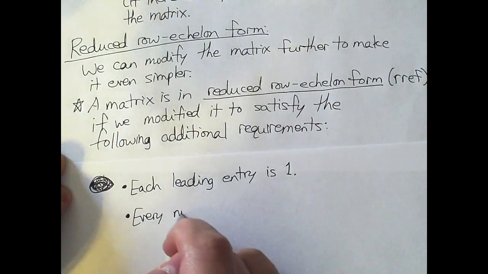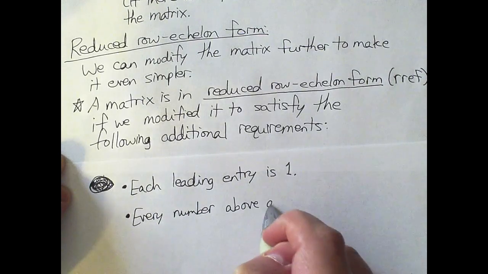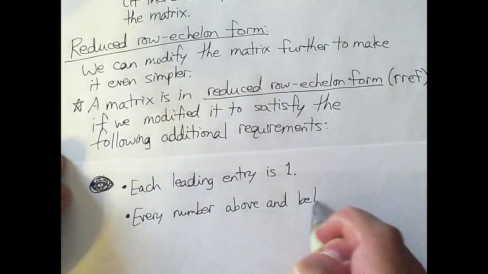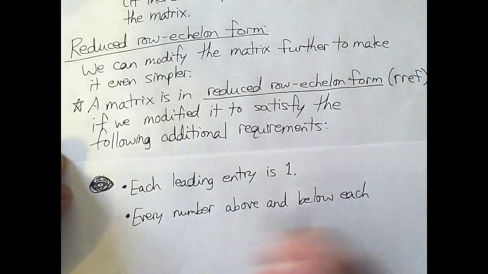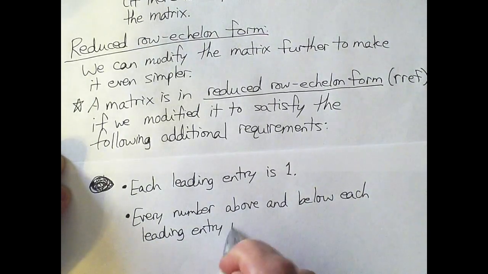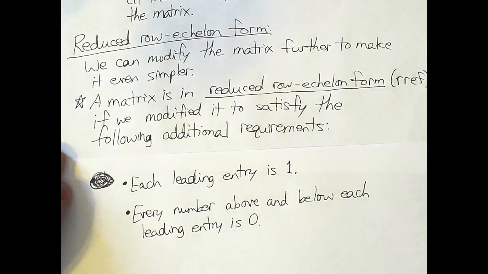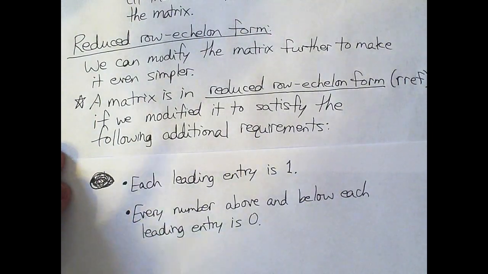But there's a second property, and that is every number above and below each leading entry is 0. Okay, now the row echelon form matrix that we wrote above does not satisfy this last property. So it is not in reduced row echelon form.